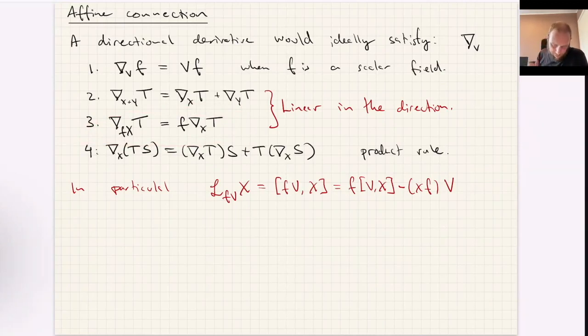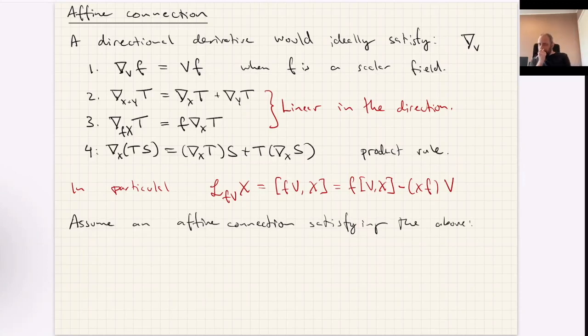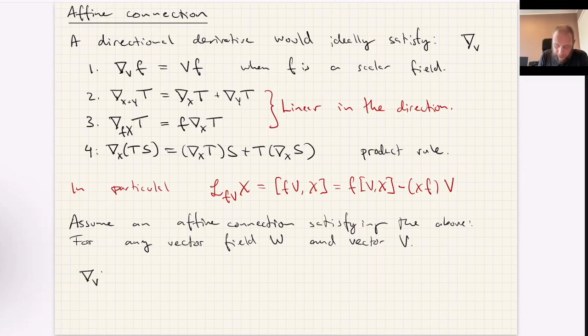Okay, so what can we do? Well, in general, let's just assume that we have a derivative that satisfies this. So assume an affine connection satisfying the above. Then for any vector field W and vector V at some point, we know that nabla_V acting on W should satisfy these things, so we can use these 4 requirements now to rewrite this.